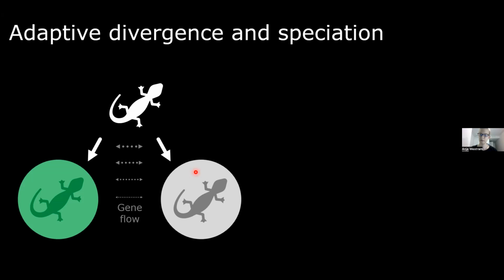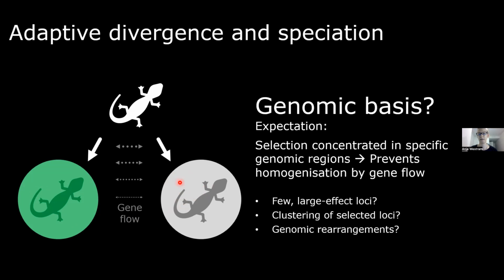And then, of course, what many of us are interested in is to understand what makes it possible that we have this divergence between different environments and between different populations while there is still exchange between them. How can they remain separate in the face of gene flow? And now that for a lot of systems we have more and more genomic data available, we can address this question using that genomic data. So we can ask what is the genomic basis of divergence, and what is the genomic basis of divergence in the face of gene flow.